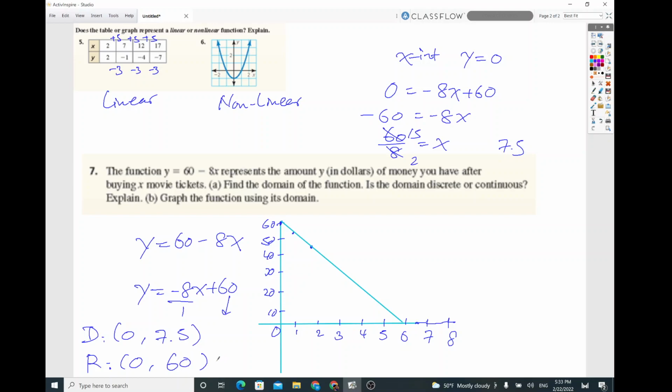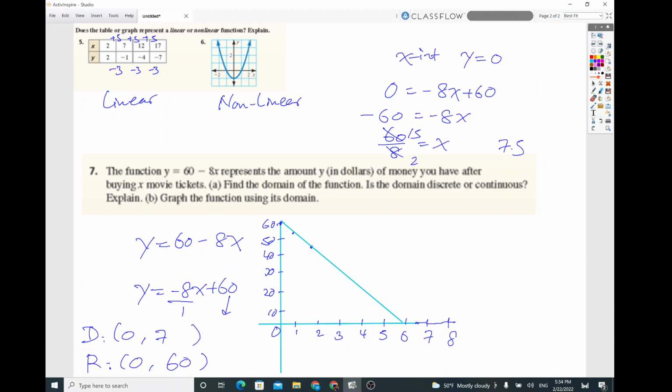Okay. And also for the number of tickets that you can purchase, you cannot purchase half of a ticket. So this one you have to round it down. So 7 tickets. Instead of putting 7.5, let's say 7 tickets. And also this one is from 0 to 60, so you only have $60.